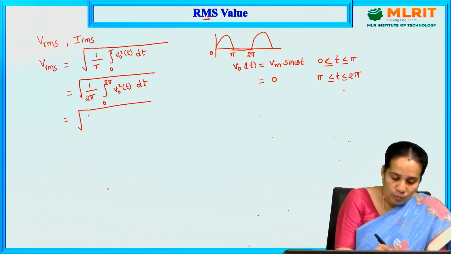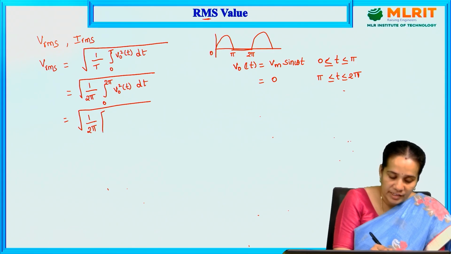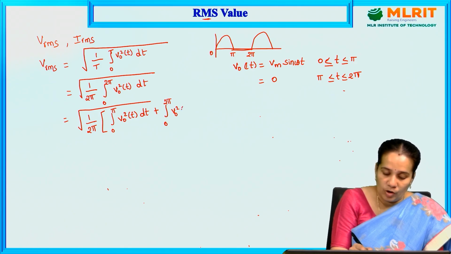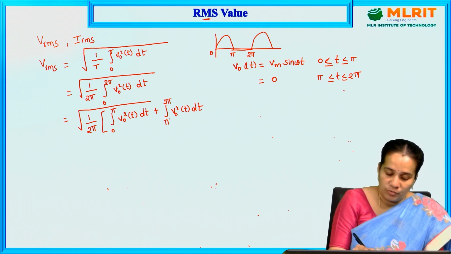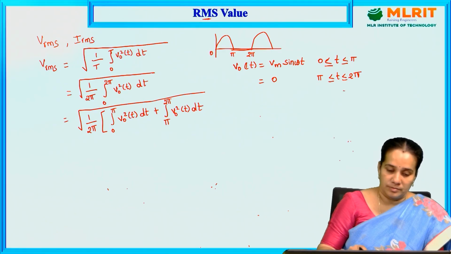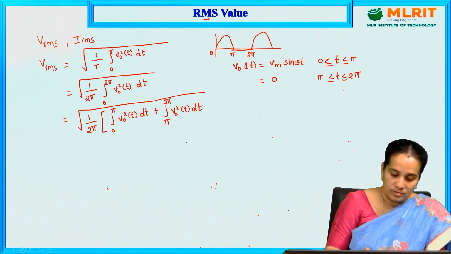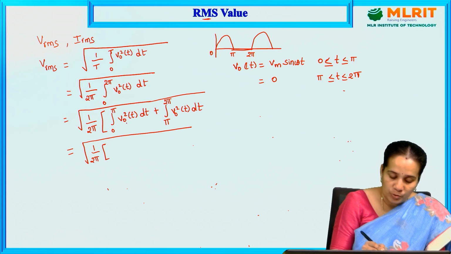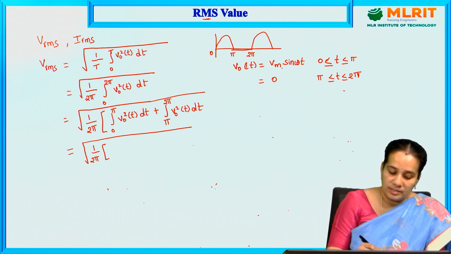So, from this we can write the integral of 1 by 2 pi. Here we have to split the integration: integral of 0 to pi of V naught square of t into dt, plus the integration of pi to 2 pi of V naught square of t into dt. Then we apply the square root of 1 by 2 pi. For 0 to pi, the output is Vm sin omega t.